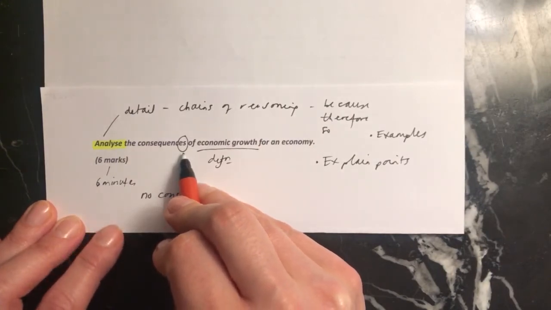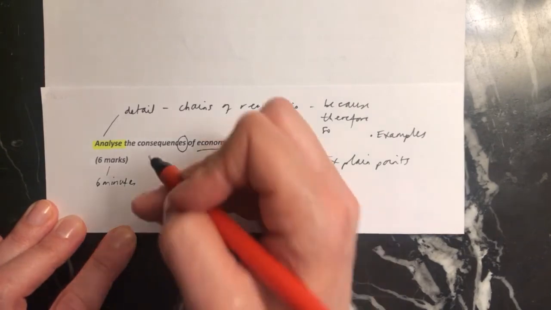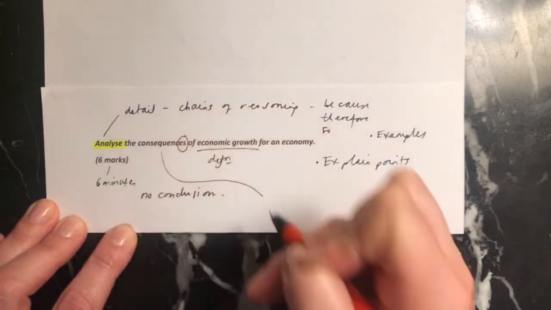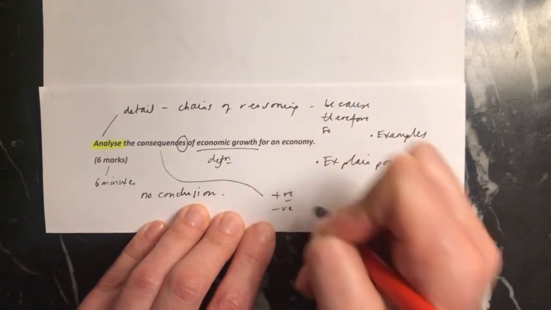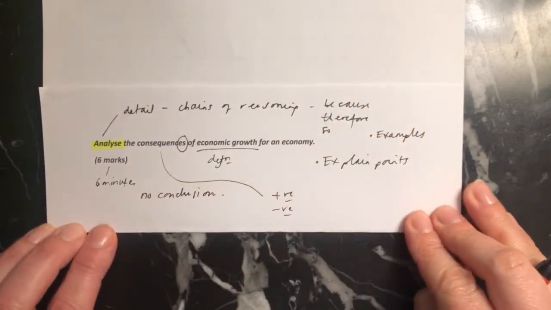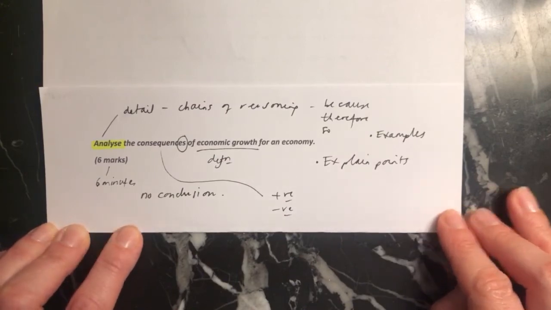I think also because it says analyse the consequences, you obviously need to do more than one consequence, and I would put them probably into separate paragraphs so it's nice and clear for the person marking it. The other thing just to remember, if it says consequences, they can be positive things or negative things. Don't be confused by that word. So it can be any possible outcome for the economy of having economic growth.